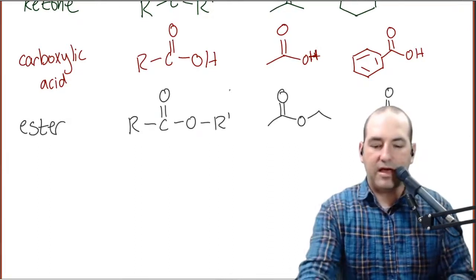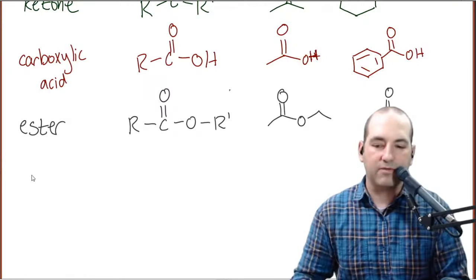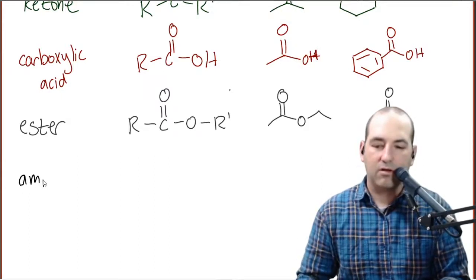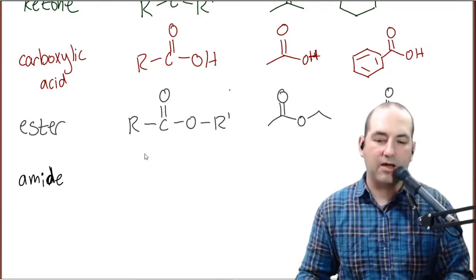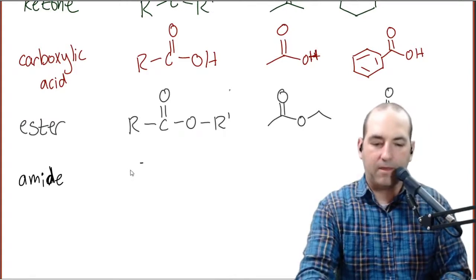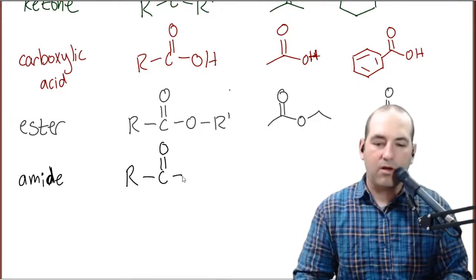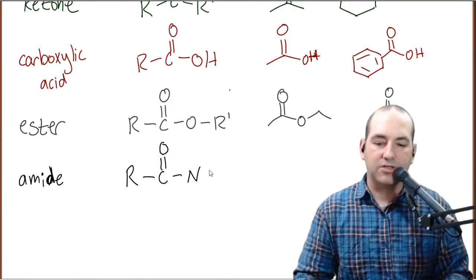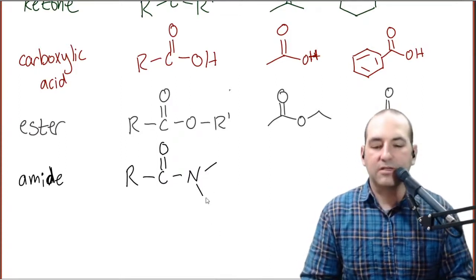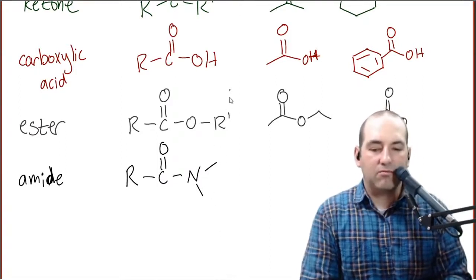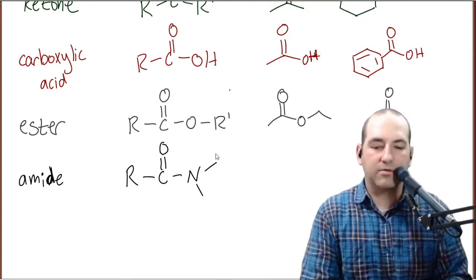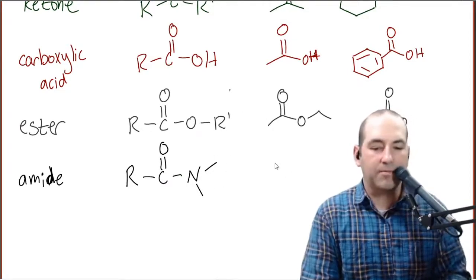All right, and then our last carbonyl-based functional group is called amide, A-M-I-D-E, or sometimes pronounced amide. Either way is fine. And amides are similar to esters, but instead of oxygen, they have nitrogen. And the two things connected to that nitrogen can either be more carbon stuff or hydrogen. So I'm just going to leave those blank because it could go either way there.